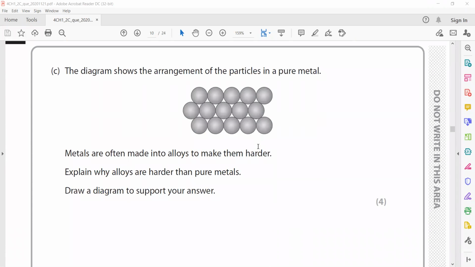The diagram shows the arrangement of the particles in a pure metal. Metals are often made into alloys to make them harder. Explain why alloys are harder than a pure metal. Draw a diagram to support your answer.